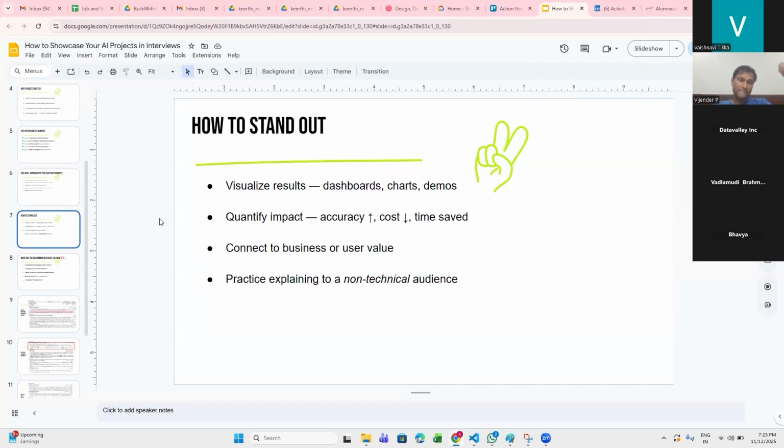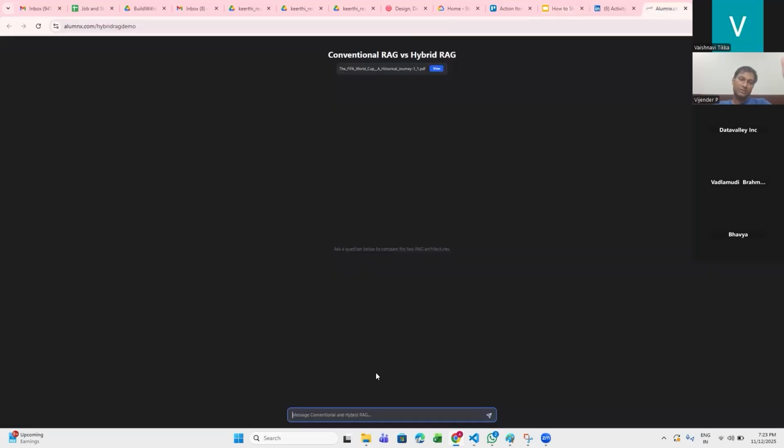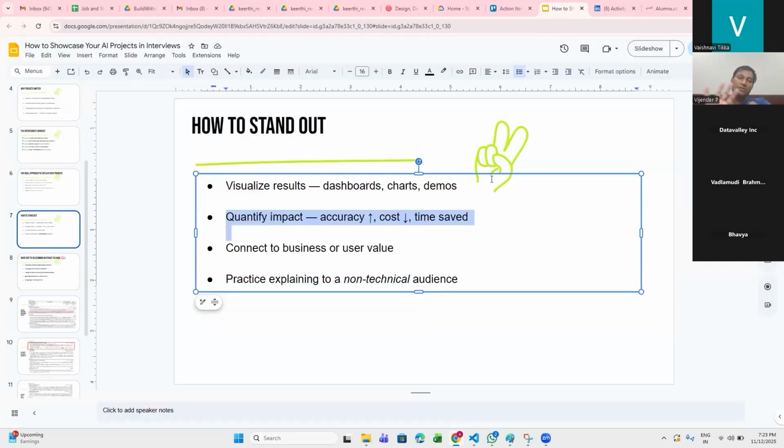So that's important. So quantify impact, right? Again, you should quantify impact. Like what is the benefit of it, right? For example, this table RAG project, again there's a cold start involved, that's why it will not run immediately, but it will actually show you the difference between the traditional RAG versus the hybrid RAG that we built, correct? It can connect to business value, or user value.